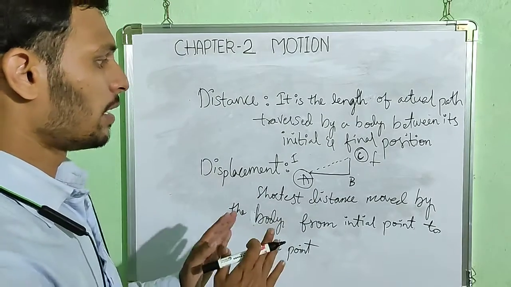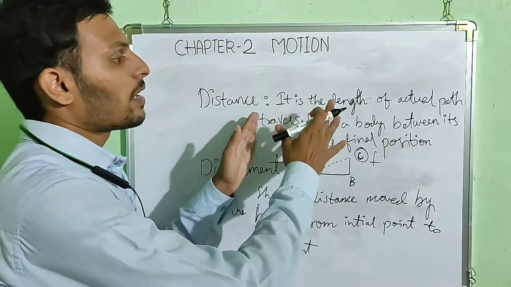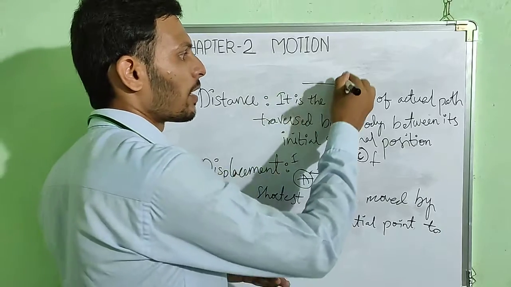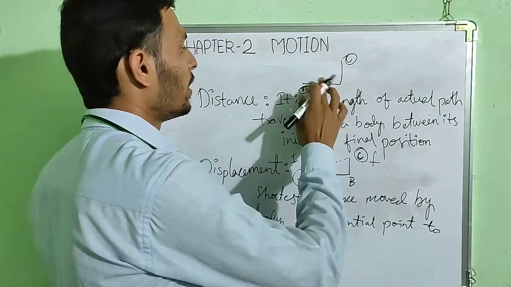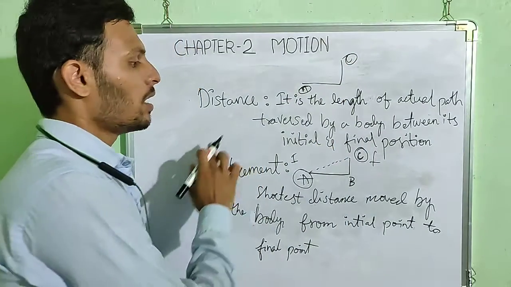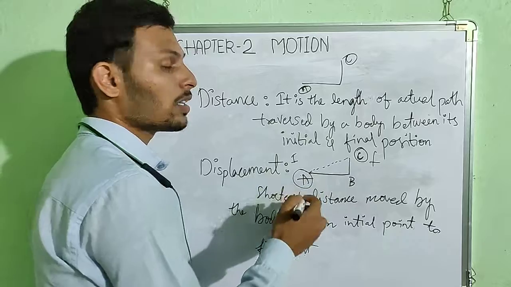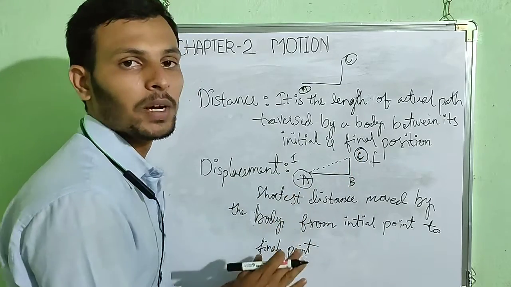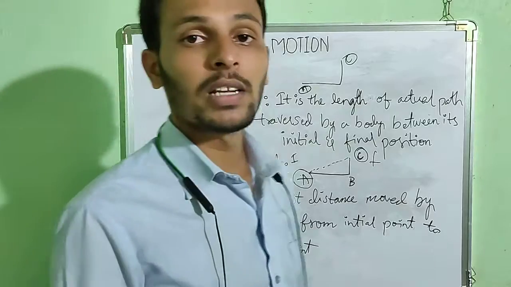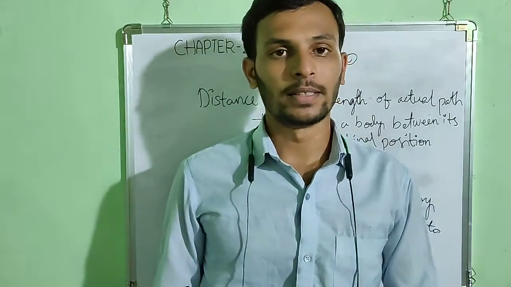I hope it is clear. If we are considering the length between initial point and final point, it is known as distance. If we are considering the shortest path, it is known as displacement. I hope it is clear to you guys, and thank you.